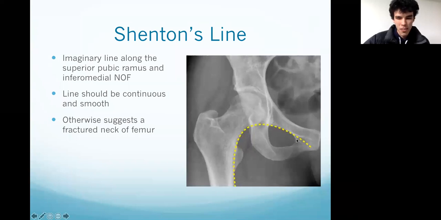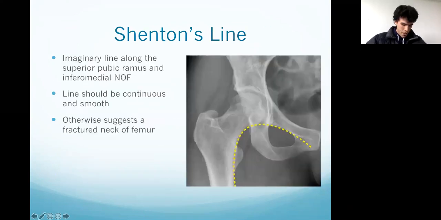And so it goes along the superior pubic ramus, which is here, down through the medial side and the bottom side of the neck of the femur, which is this whole chunk here. So ideally, it should look reasonably nice. It doesn't have to be perfect, but it needs to be pretty good. If it's not, then you think they might have had a NOF or a neck of femur fracture.